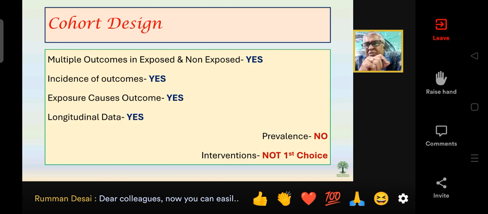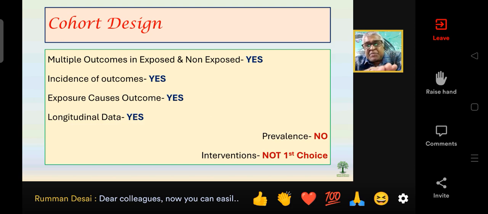So when can we do a cohort design? If you're looking at multiple outcomes from exposure, tick cohort design. If you're looking to report on incidence of outcomes or incidence of disease, tick cohort design. If you're looking to state conclusively that exposure to this factor causes these diseases, it's a cohort design. You're looking at longitudinal data, choose a cohort design.